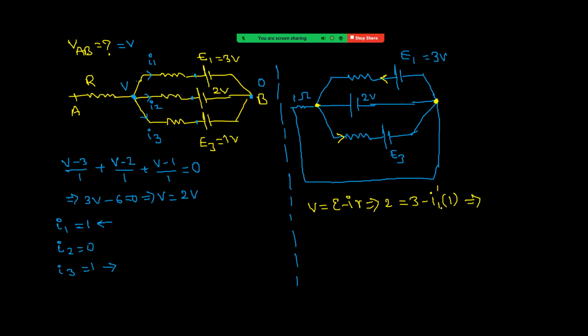So from this we can say I1 dash equal to 3 minus 2, that is 1. So I1 dash equal to 1 ampere. Direction is left side. It is discharge. Next, coming to here, across this battery, potential difference equal to 2. But this is actually only 1 volt. Its meaning is this is not charging.